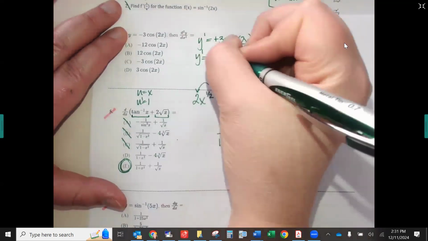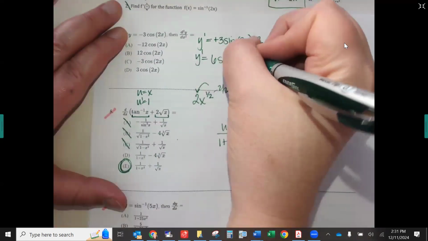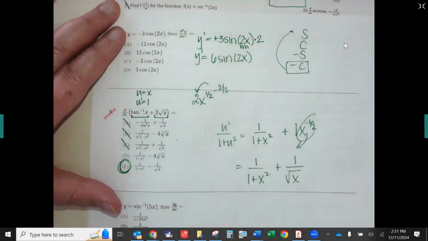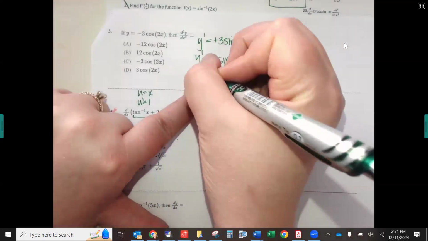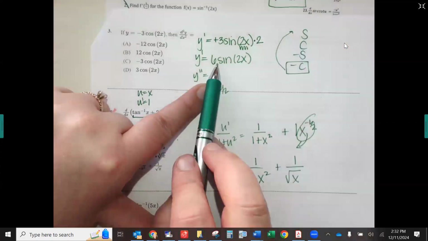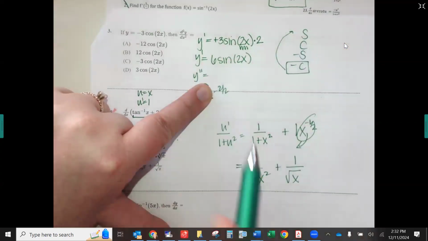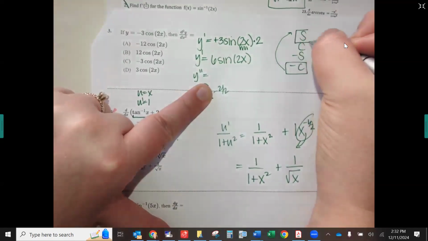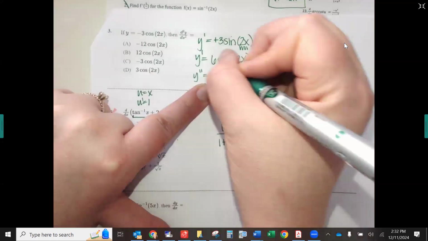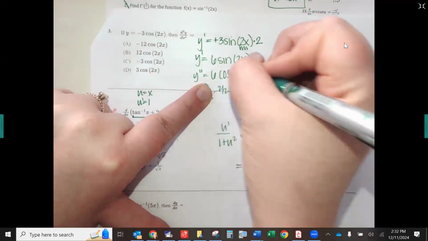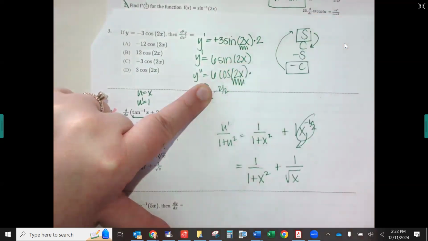Now, I notice that there's not an answer that says that. Why are we not done yet? We're finding d squared y dx squared, which is the second derivative. So now if I take the derivative of this again, what's the derivative of 6 sine, where 6 is positive? It's going to go down to positive 6 cosine 2x. And then the derivative of 2x gives me an extra what? Am I going too fast? Oh, I'm sorry. I'm sorry.